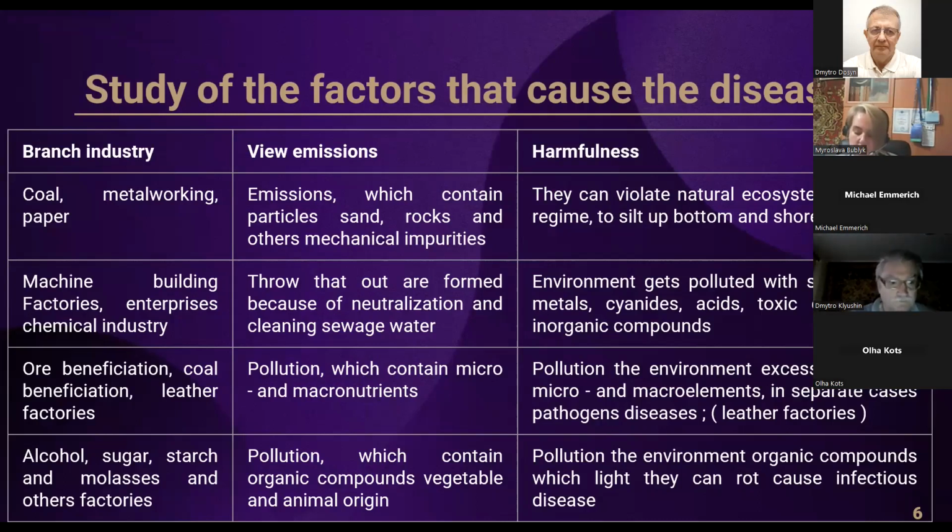each branch of industry and its emissions and harm. For example, the coal, mill, and paper working industry cause emissions which contain particles of sand, rock, and other mechanical inputs. They can violate the natural ecosystem and sanitary regime. The results of the external pollution are, according to the slide, 40% cardiovascular disease, 40% strokes, 11% chronic obstructive lung disease, 6% lung cancer, and 3% acute infection of the lower respiratory tract in children.